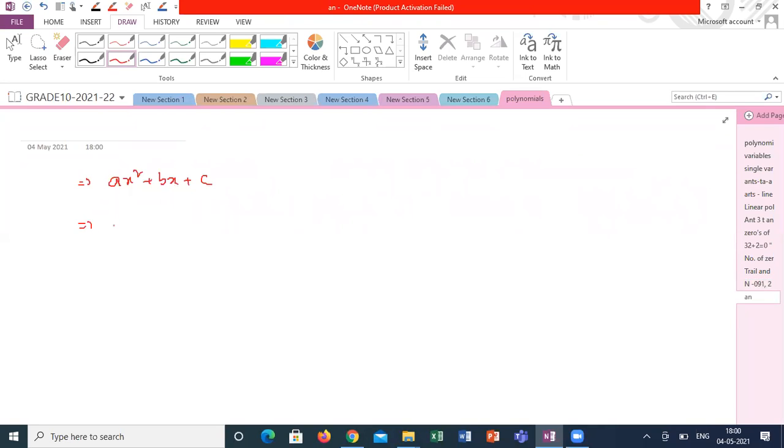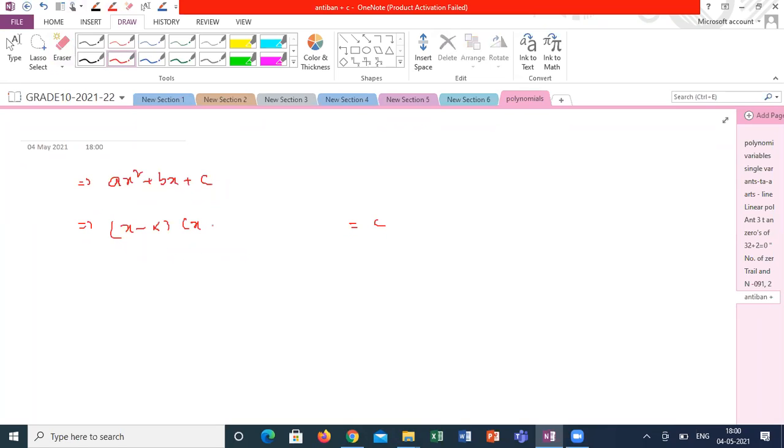If I am able to write this ax square plus bx plus c in the form of x minus alpha into x minus beta, then only can I say it is quadratic. Because if I write one more x minus some constant, it comes under cubic. If these two terms are not available, it will come under only linear.